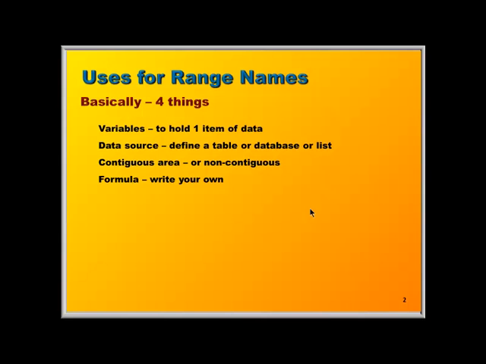You can use them for variables to hold just one item of data, or you can use them as a data source. You can define a table or a database or a list. You can define a contiguous area, in other words, one area as one range, but it doesn't have to be one area by itself. It can be several areas, what we call non-contiguous. And you can use them in formulas, and you could write your own formula and call it by a name.